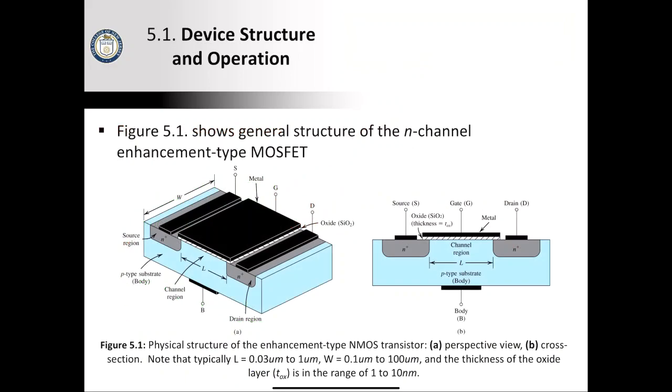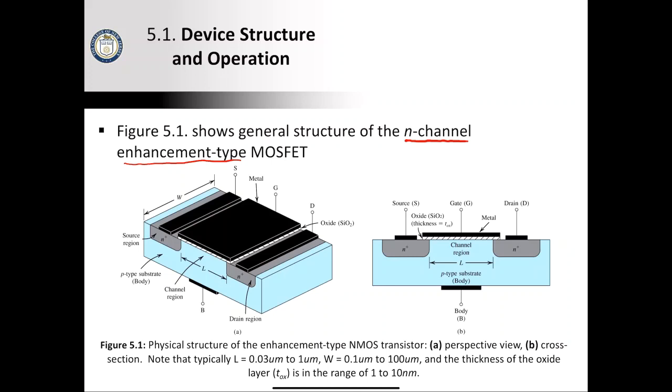So Figure 5.1, which is shown here, gives us the general structure of the N-channel enhancement type MOSFET. And we'll talk about what this means, N-channel versus P-channel, enhancement versus depletion type MOSFET. So the general structure is shown here.